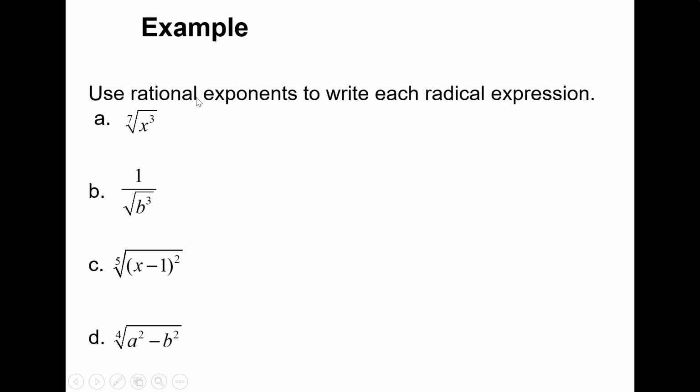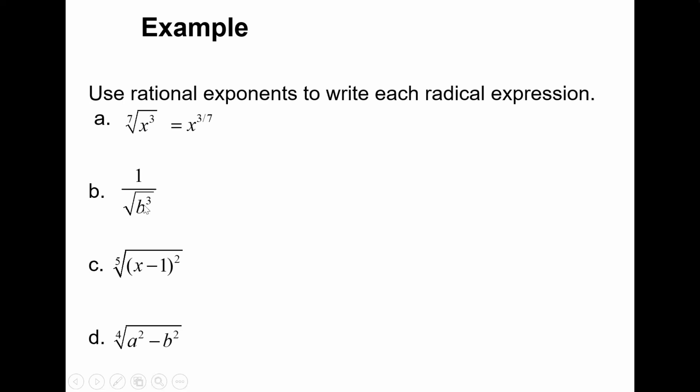All right, so here we're using rational exponents to write each radical expression. So that means we're going to take it to the powers instead. So this one is going to become x to the 3 over 7. Again, whatever the root number is out here, that's going to be the denominator in our rational exponent.